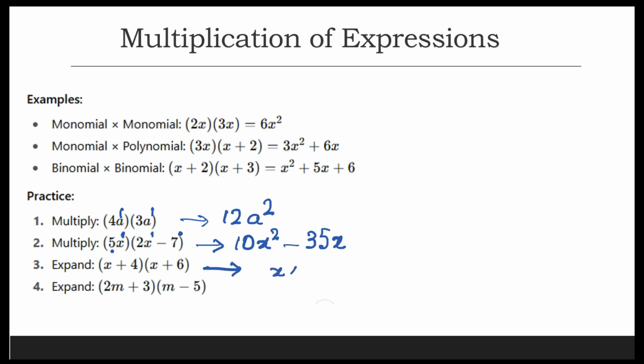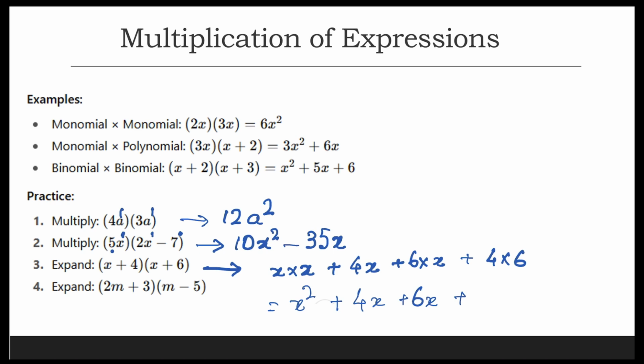In this case, x into x plus 4 into x plus 6 into x plus 4 into 6. Simple, x into x is again addition of power. So x to the power 2 plus 4x plus 6x plus 4 into 6 is 24, where x to the power 2 is nothing but x square. These are like terms. We'll add their coefficients: 10x plus 24, right?